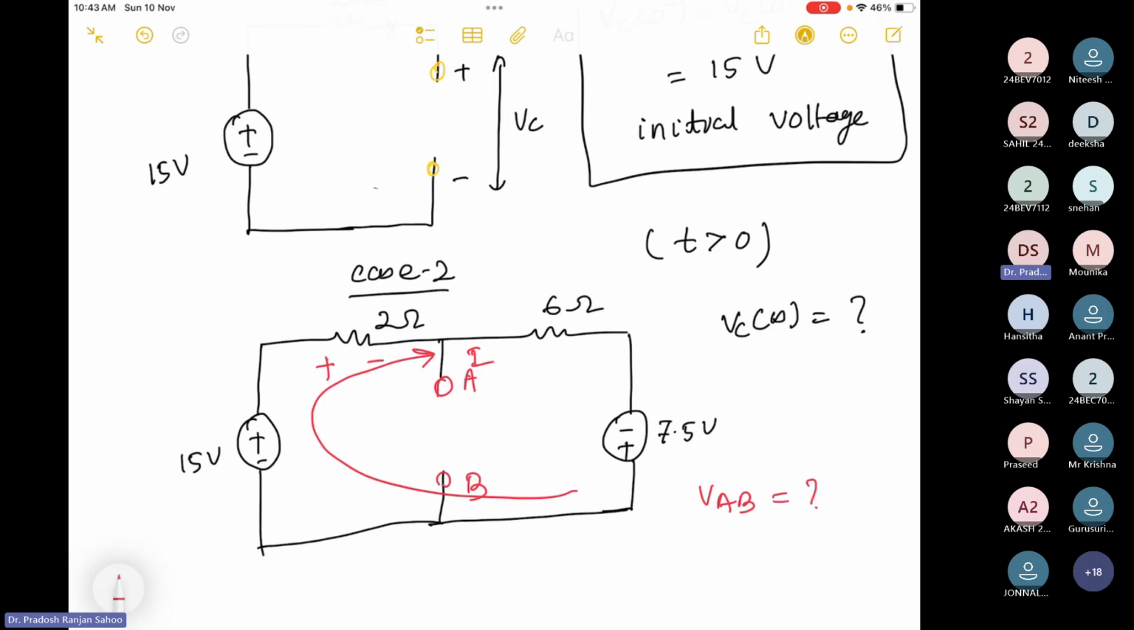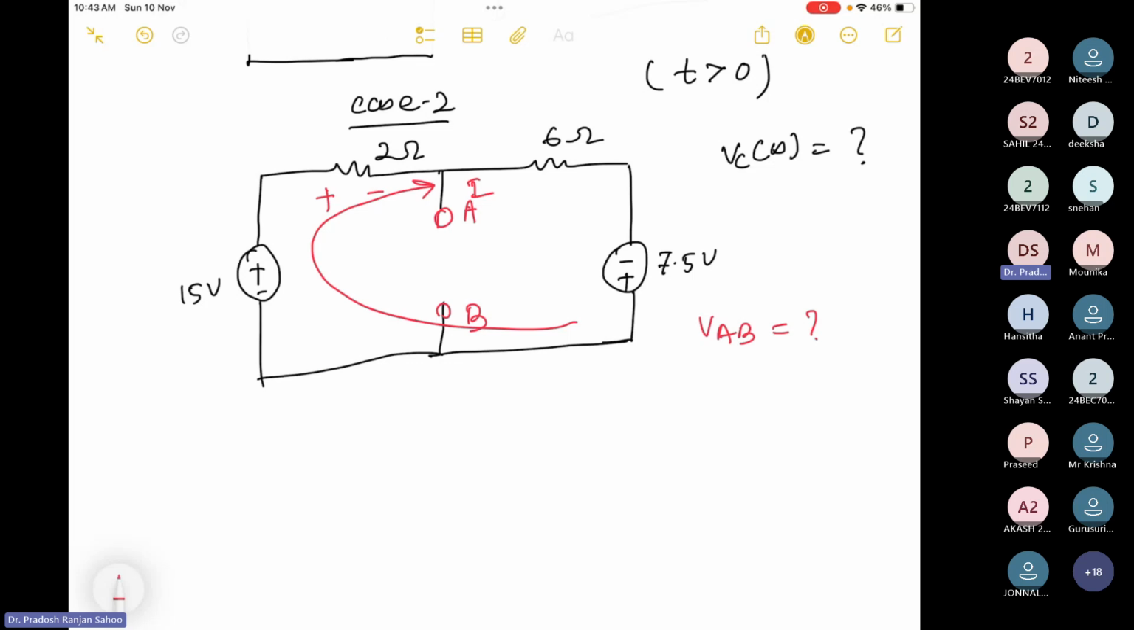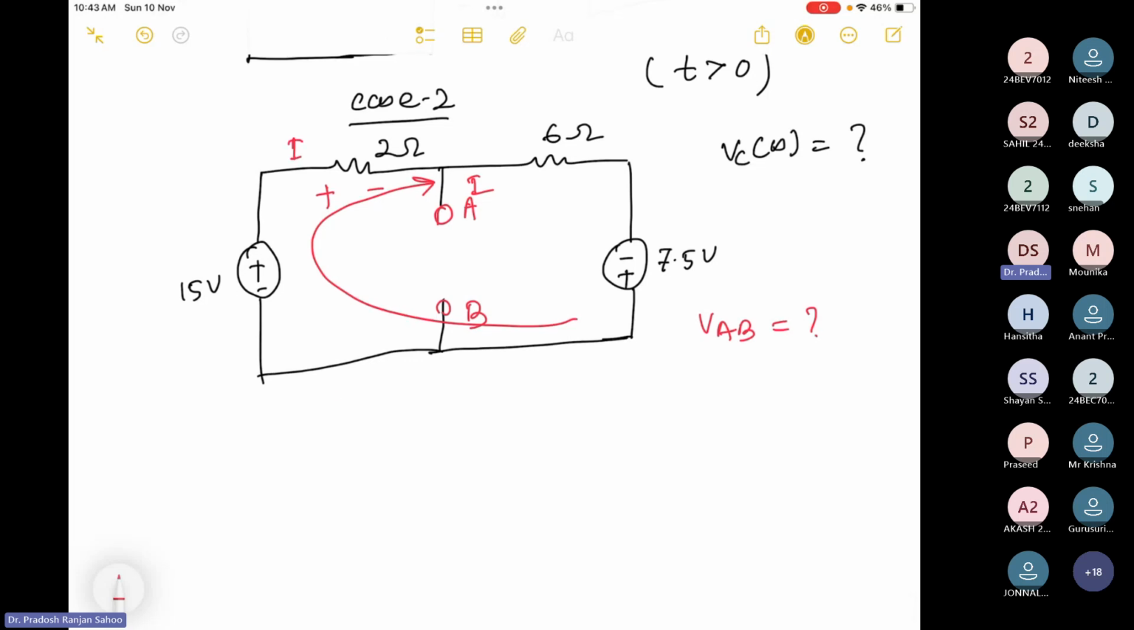Okay. So now I'll apply KVL here. Let I amount of current be flowing. So I'll put the KVL. So I'll get minus 2 plus 15, then minus 2 into I. Same current will flow here. This is minus 6 into I. Then minus 2 plus this is 7.5, plus 7.5 equal to 0. So you can find out 8I is nothing but 22.5.